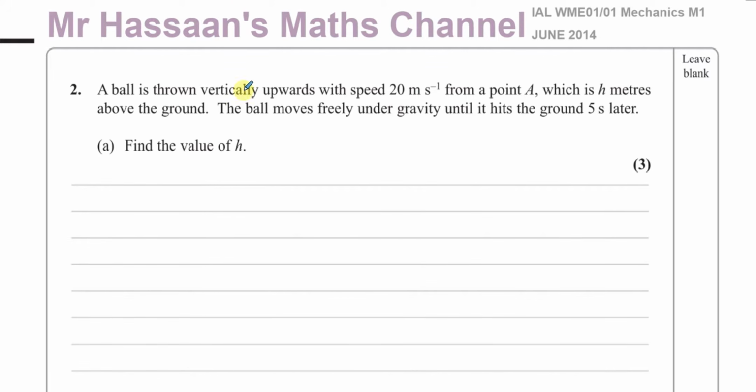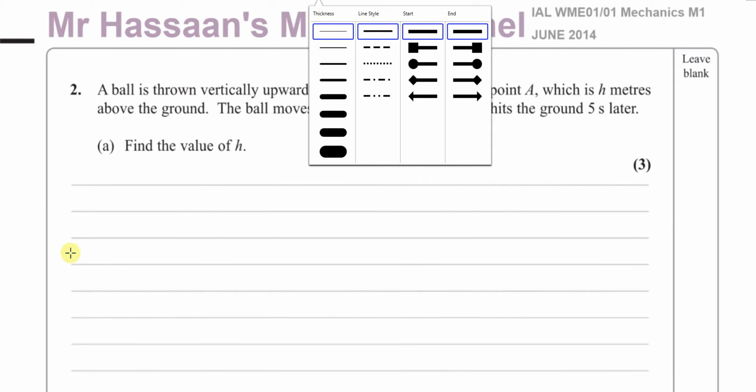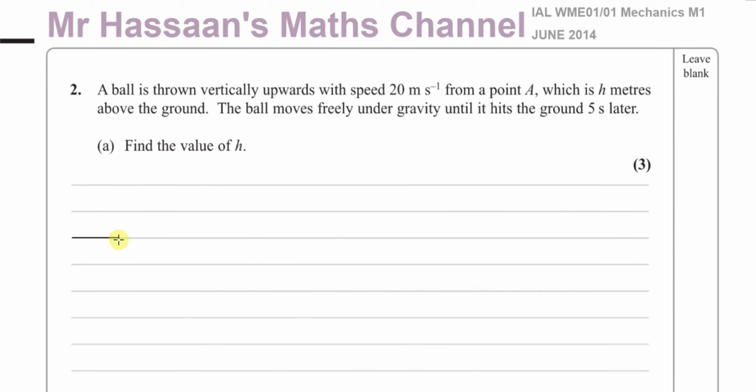It says a ball is thrown vertically upwards with a speed of 20 meters per second from a point A, which is h meters above the ground. The ball moves freely under gravity until it hits the ground 5 seconds later. So we have a ball thrown from a point above the ground. Let's say this is point A, a certain distance h above the ground, and we don't know what that is, and here's the ground, which I'll call B, just for the purposes of the question.